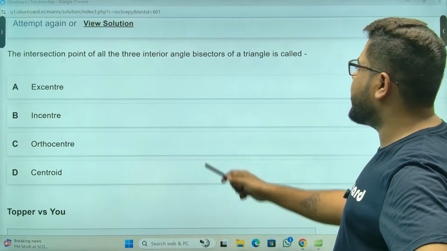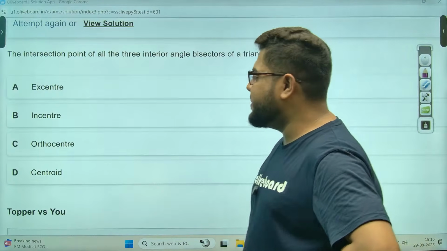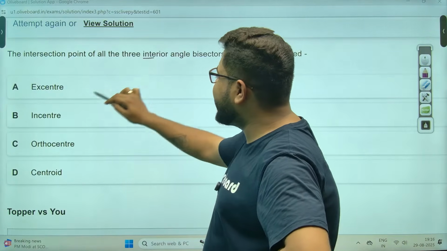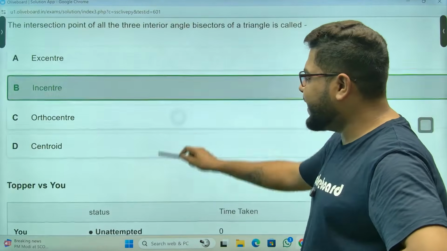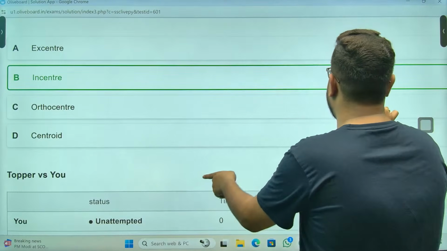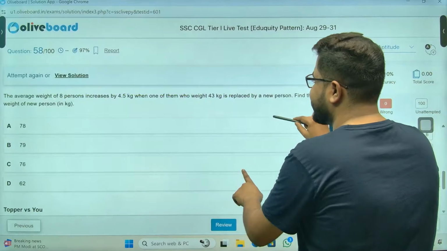Intersection point of three interior angle bisectors is called the incenter. Remember, sir, if you don't know, interior and incenter. That is why the name is incenter.